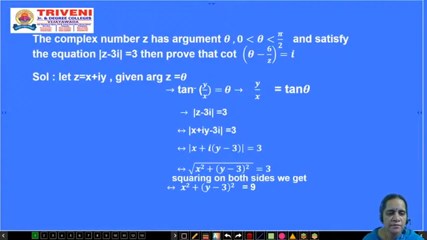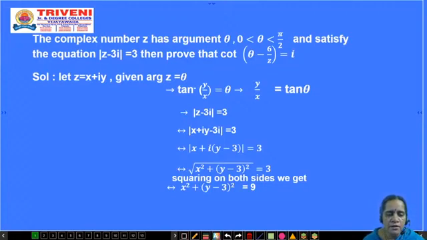Next problem is complex number z has an argument theta lies between 0 and pi by 2 and satisfies the equation mod z minus 3i is equal to 3. Then prove that cot of theta minus 6 by z is equal to i. We have to prove that the value of cot of theta minus 6 by z is equal to i.